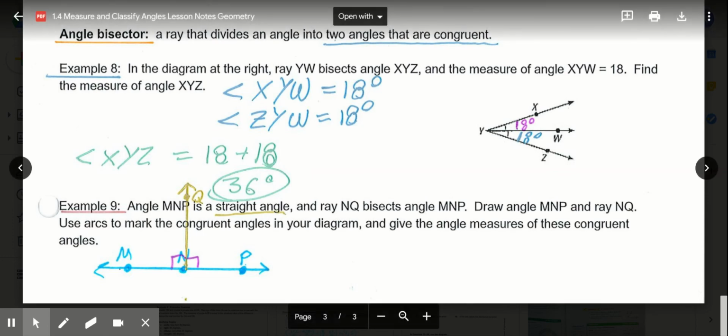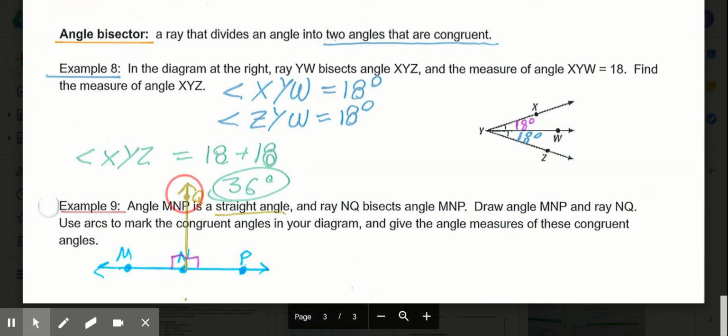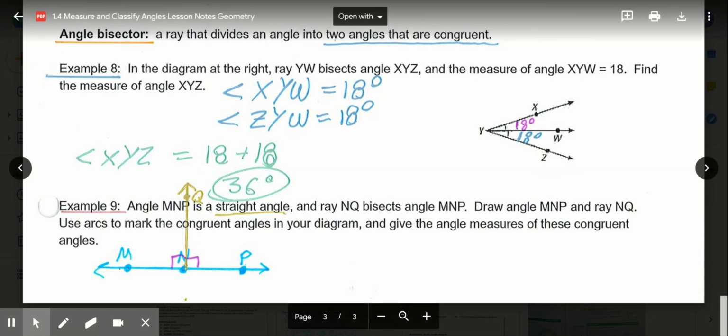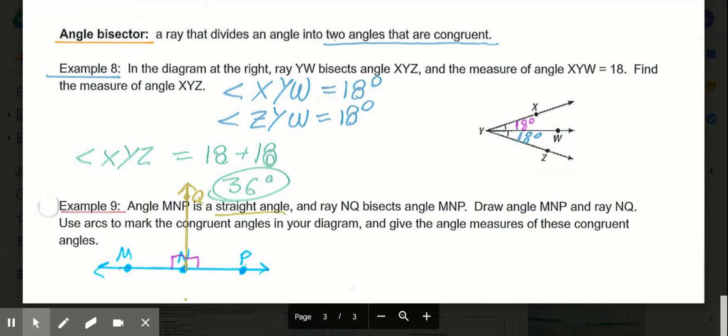So when I drew ray NQ, I drew that straight up. So then I knew angle MNQ and PNQ are both 90 degrees, represented with that little purple square instead of an arc. And those two purple squares mean each angle is 90 degrees and they are congruent.